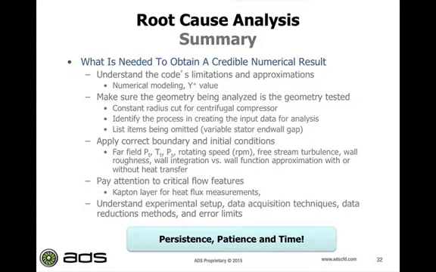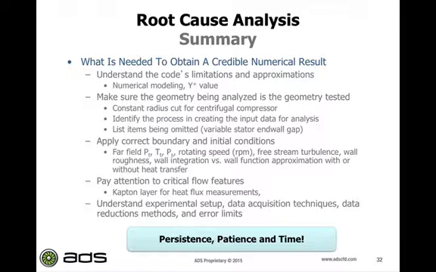Next, pay attention to the critical flow features. I think this is the point where I would say you really don't know what you don't know. Okay, and we've oftentimes overlooked critical features because we just don't know what their effect is. Okay, and that is something like this was the Kapton layer for heat flux measurements. It was small, it was thin. You wouldn't expect it to have such a large impact, right? But those are the things that need to be checked and double checked.